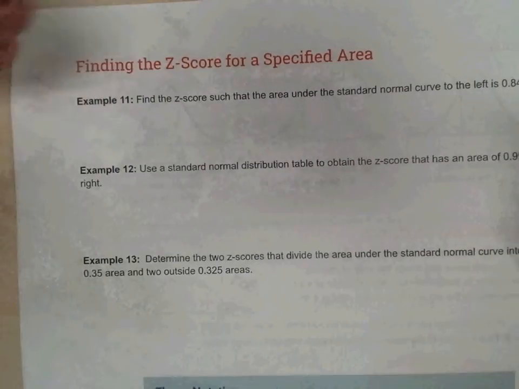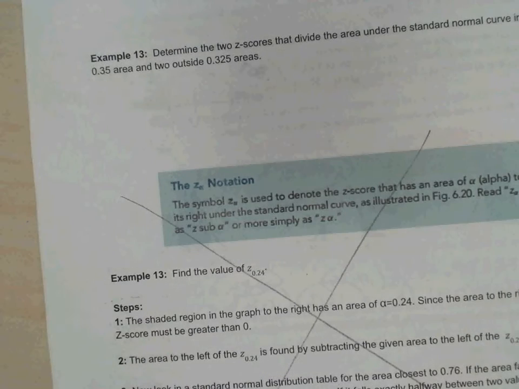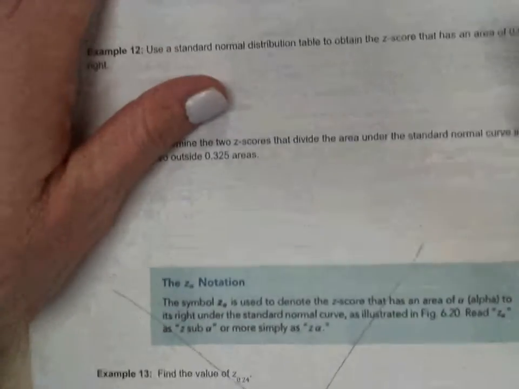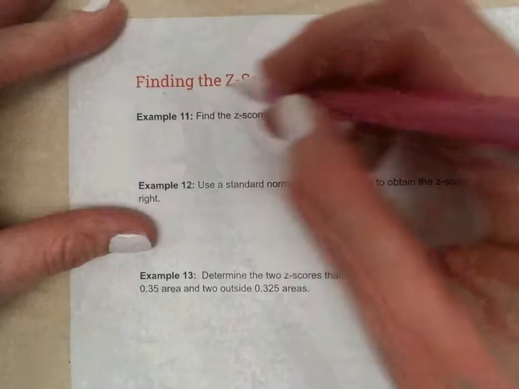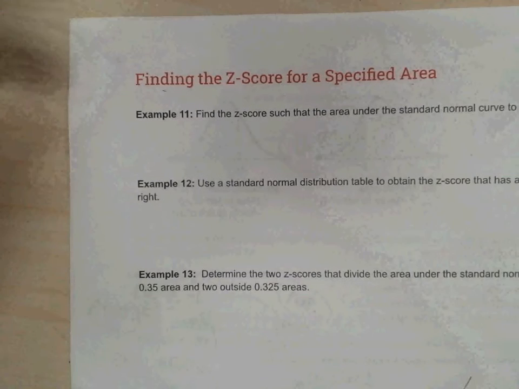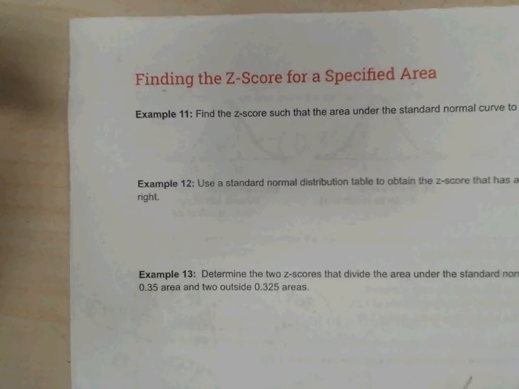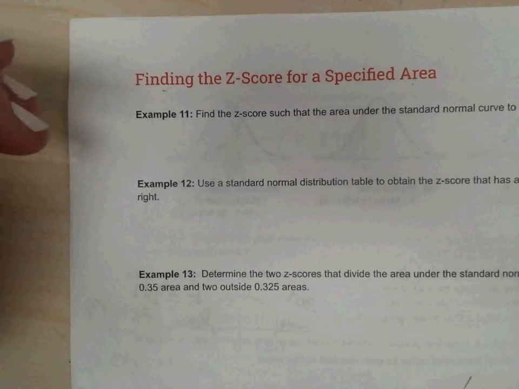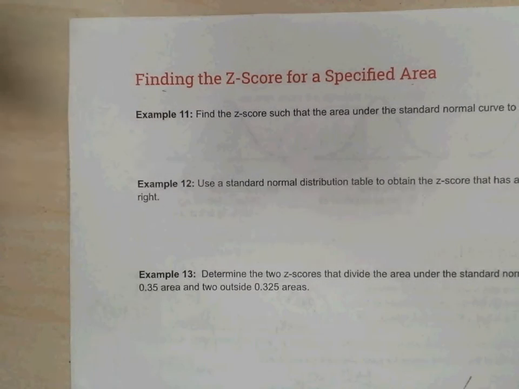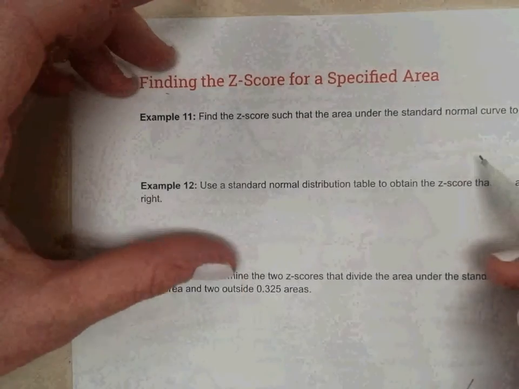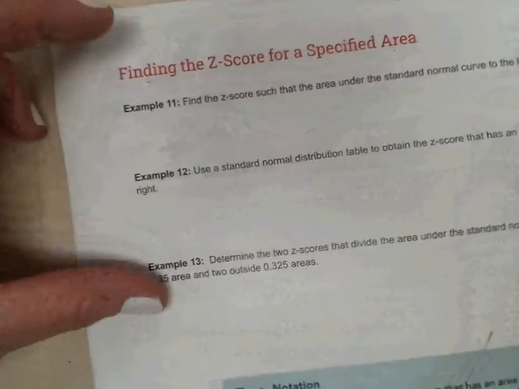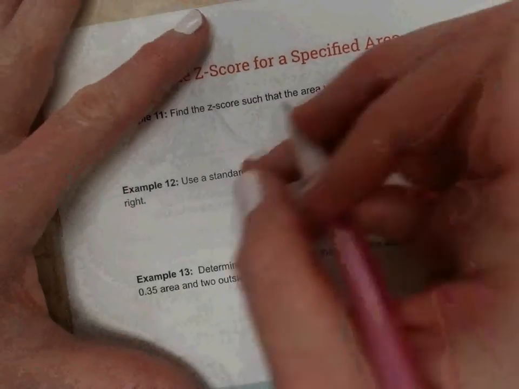On the back, we have just 3 examples. I'm going to skip this part right here. However, z sub alpha notation, it's not a strong leap from what we've been doing. You're fully capable of doing it. It's beyond what we have time for today. So example 11. We're talking these last 3 examples about finding the z-score for a specified area. Given the area, we're finding the z-score. So we're just doing a reverse of what we've been doing. In this first one, it says, find the z-score such that the area under the standard normal curve to the left is 0.84.